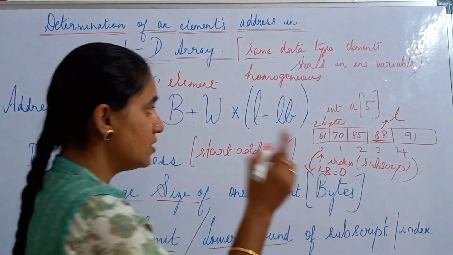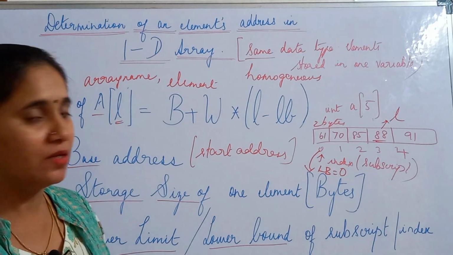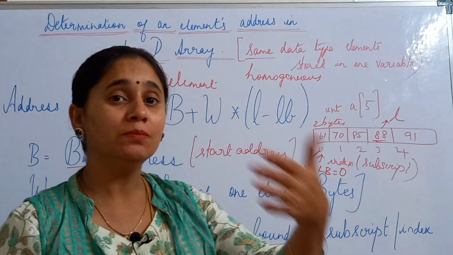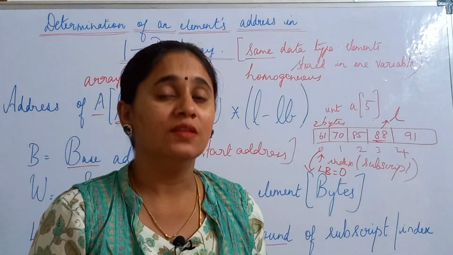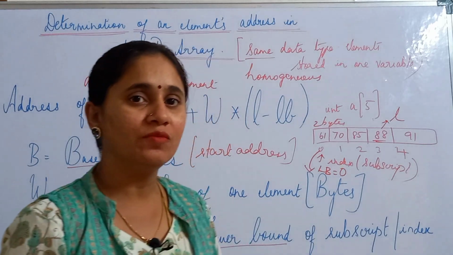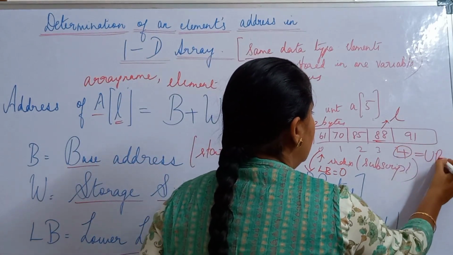Similarly, what is the upper bound? There is one type of question they may ask. The upper bound is nothing but the maximum index value of an array. So here what is the maximum index value of this array? It is 4. So this is the upper bound.